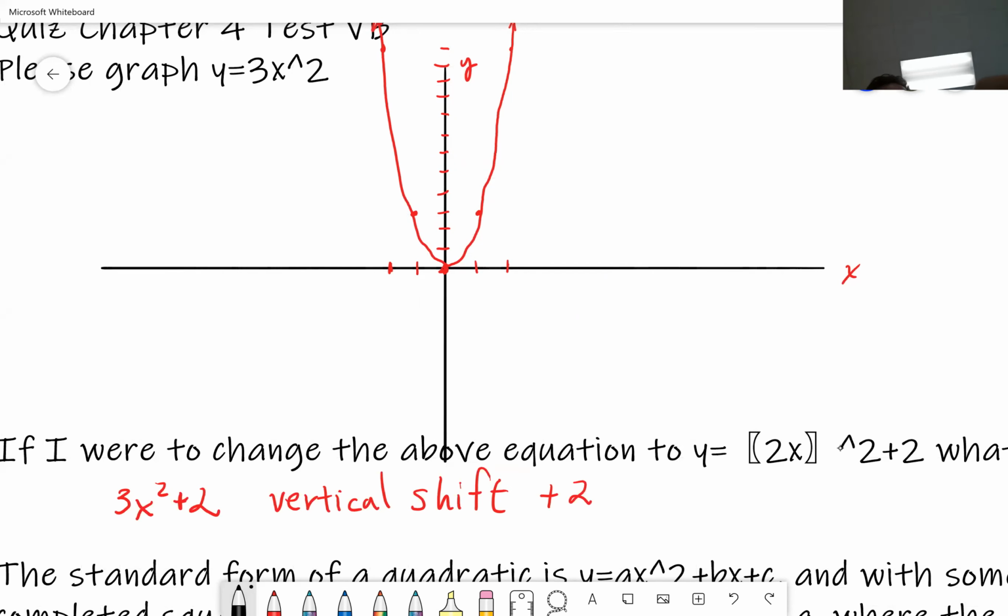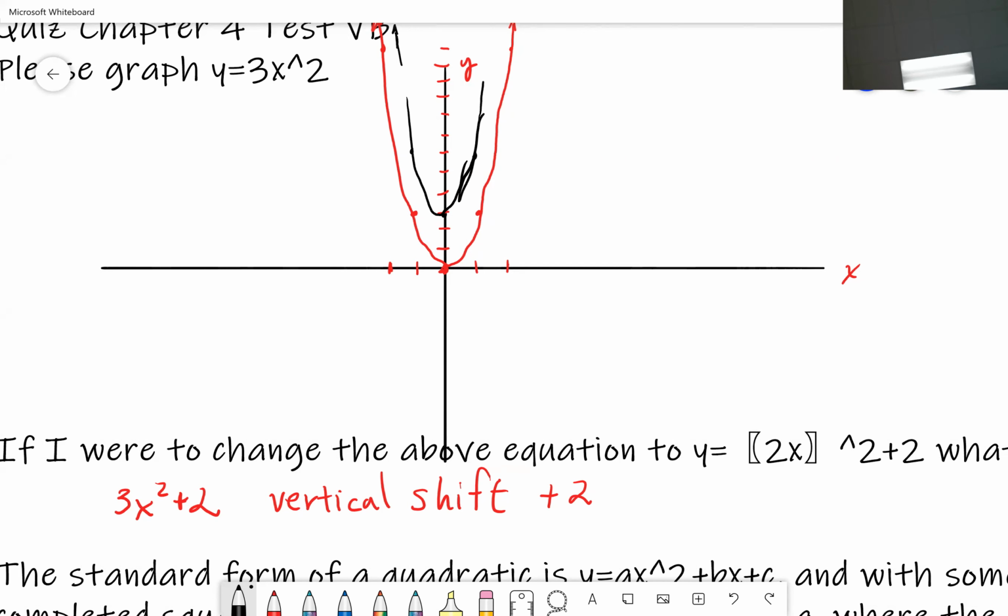So your graph is the same, except it would have moved up 2. That's what that C does. We would have a vertical shift. That's it. So if you have the x squared term and then just the constant, all it will do is control how far up or down it moves on that y-axis.